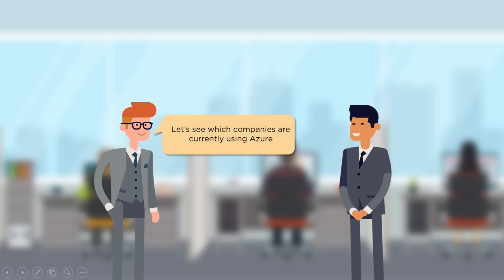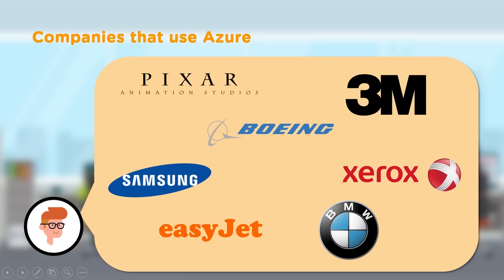And then the CEO goes on and talks about the different companies that are currently using Azure, and they are definitely using Azure for a reason, like Pixar, Boeing, Samsung, EasyJet, Xerox, BMW, 3M. They are major multinational, multi-billion dollar companies. They rely on and run their IT in Azure.